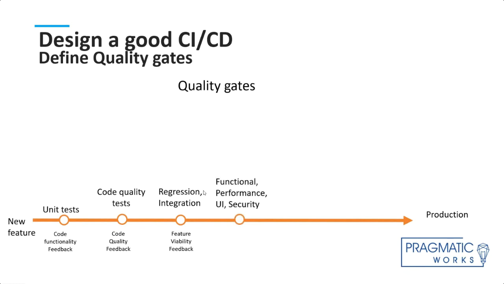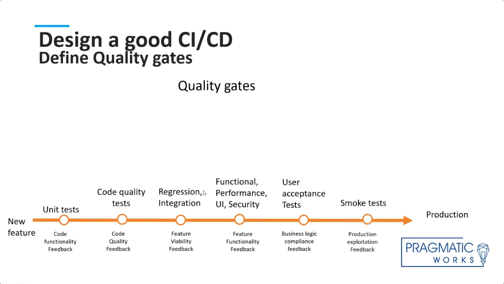Then we have functional, performance, UI, and security testing. These are mostly based on the feature functionality. User acceptance tests represent the business logic compliance, and smoke tests, of course, represent the production exploitation feedback. But how can we define which tests we need and which not? Let's have a look at another axis, which is the cost of tech debt.